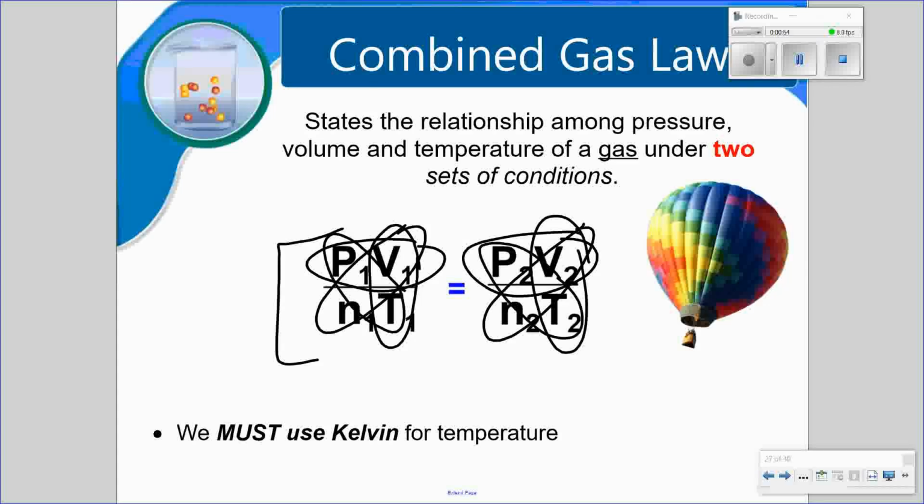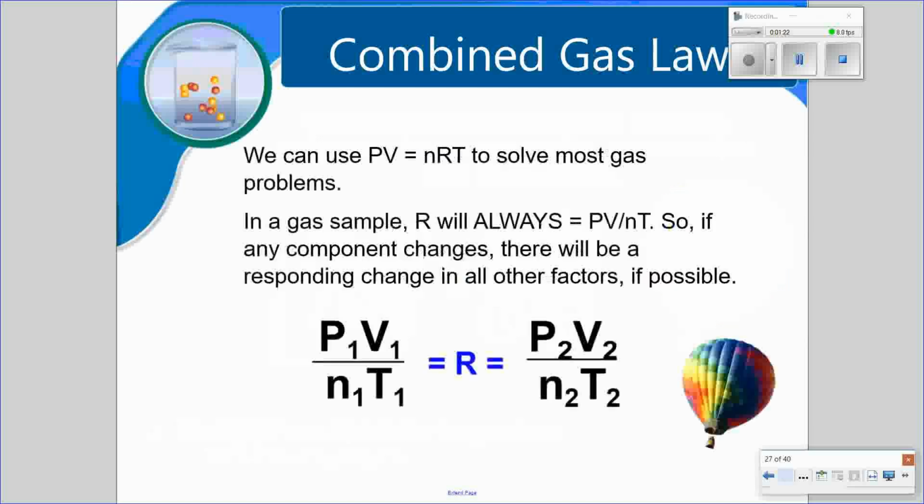So what the combined gas law is doing is you're saying you have a starting pressure, volume, number of moles, and temperature, and you change them. So what is the new number of moles? What is the new volume? What is the new pressure? What is the new temperature? Keep in mind, when we're using the combined gas law, you must use Kelvin for temperature. So if you're given your temperature in Celsius, you're going to need to convert it to Kelvin using significant digits before you continue with your calculations.